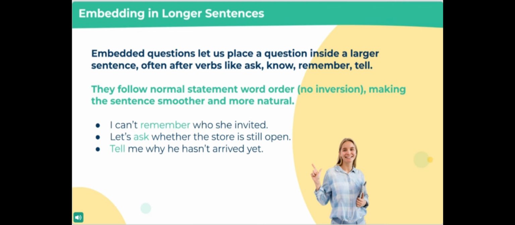I can't remember who she invited. Let's ask whether the store is still open. Tell me why he hasn't arrived yet. So these are very good examples of embedded questions placed within a larger sentence. The last one, extremely common. Tell me.